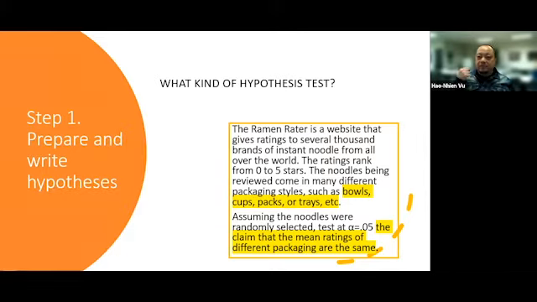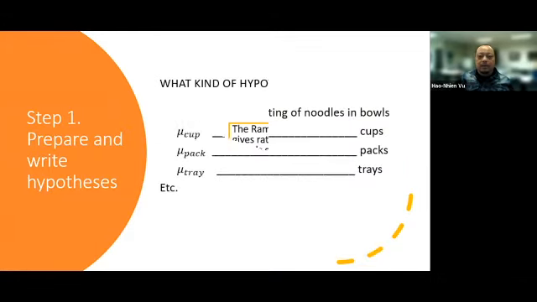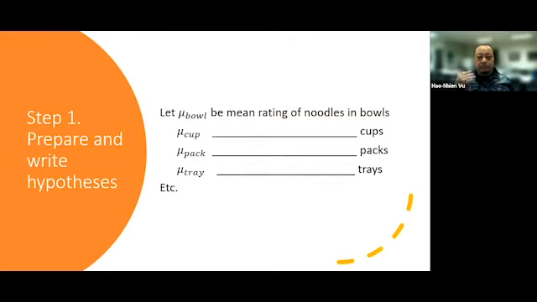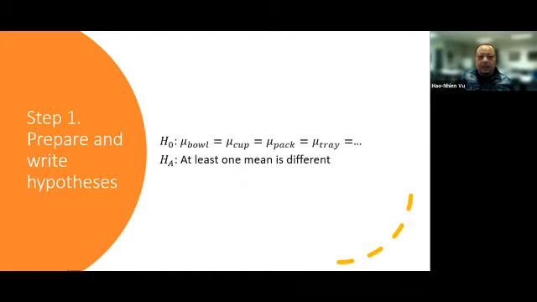Great. Now let's define the parameters and write the hypotheses. We're going to make the parameters understandable by using verbal subscripts that are descriptive. So mu sub bowl is the mean rating of noodles in bowls, mu sub cup for cups, etc. We haven't seen the data, so we don't know how far this goes. We don't know if it stops at 4, but you get the idea. Write the hypotheses. H0 says all means are equal, and HA says at least one mean is different.